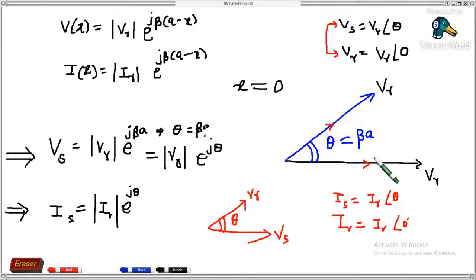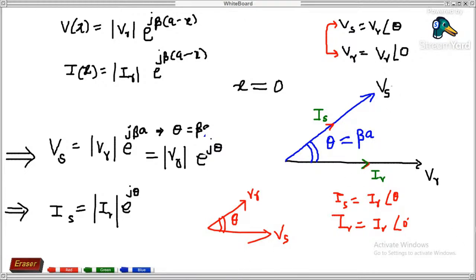कुठे येईल ते? We are assuming it as a reference phasor, right? So this will be IR. बरोबर? IS कुठे असेल? Shifted by theta. Right? So this is possible. इथे मी काहीतरी चुकलो का इथे VS लिहायला पाहिजे होता.